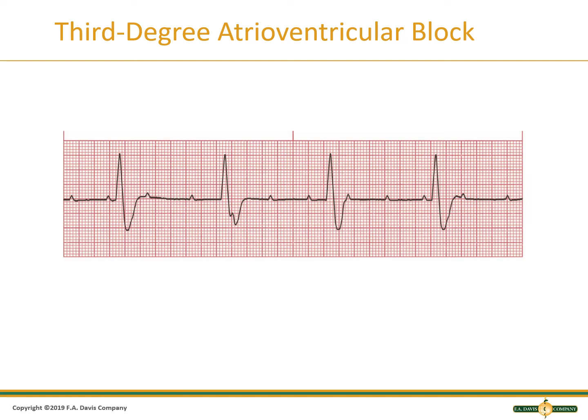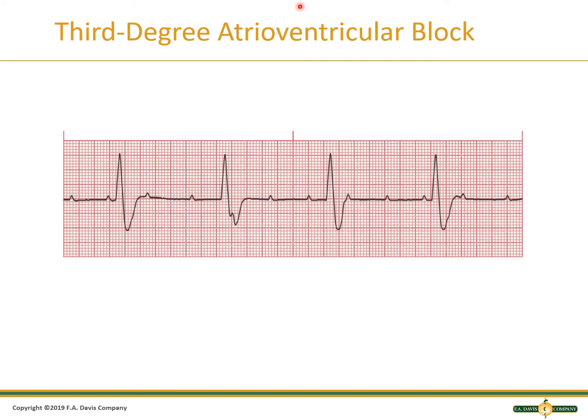Depending on the origin of the escape beat, the QRS complex, that's right here, Q, R, and S complex, may be narrow or wide on the ECG. Typically, junctional impulse will cause narrow QRS complex and the ventricular impulse will cause a wide QRS complex.